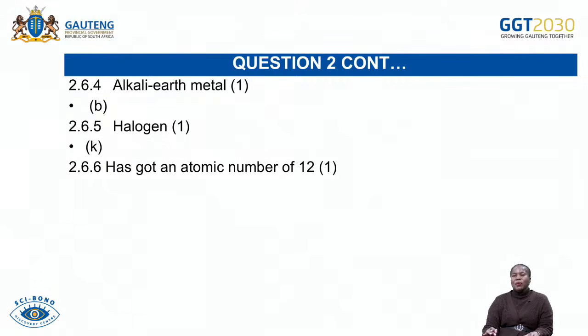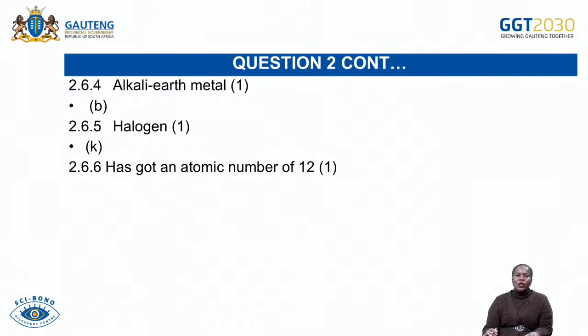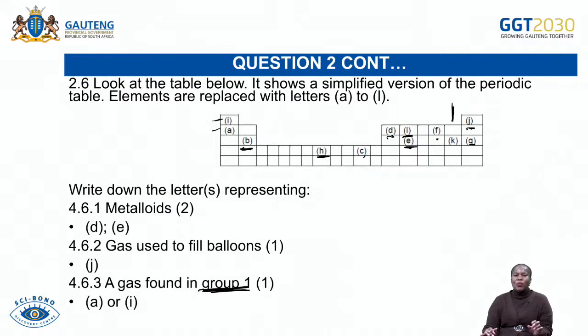The element has got an atomic number of 12. This means that we should really know our periodic table. That's a B. That's on the alkali earth metal side. And then the element that has 3 protons in its nucleus, we're talking about our A. If we can just go back a little bit to look at A, where is it positioned? There's our A on group 1.